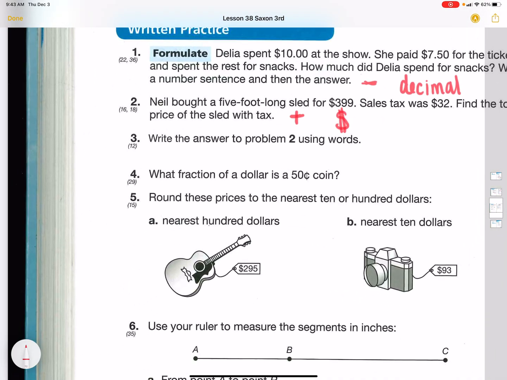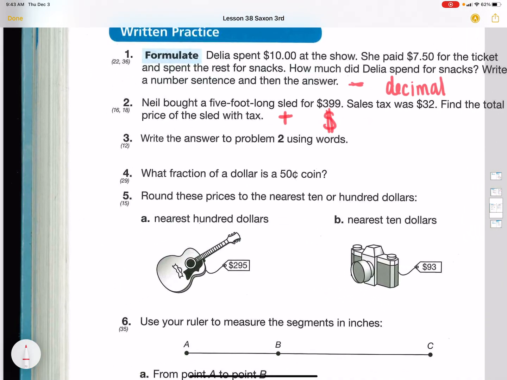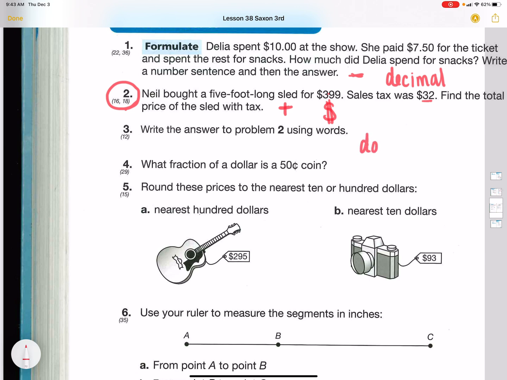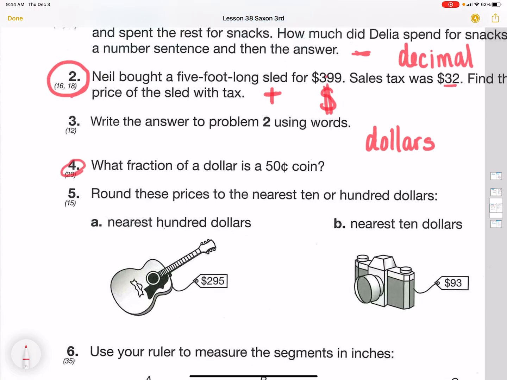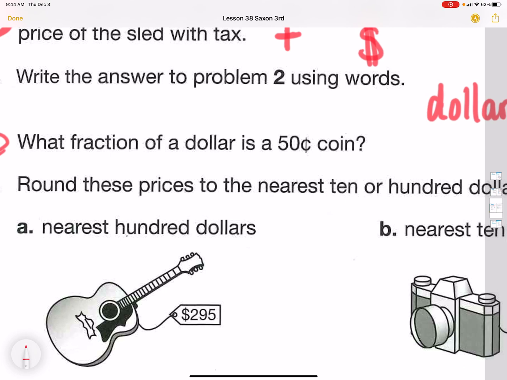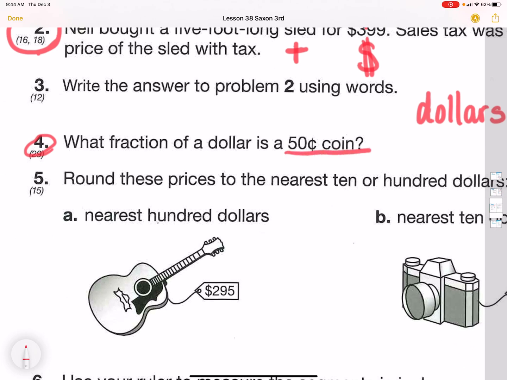Number 3, write the answer to problem 2 using words. So what they want you to do is take this answer, whatever you got to this plus this, and write it in words. So it's probably going to be 400 something, but what I want you to remember is to write the word dollars at the end. Number 4, I'm going to be giving you the answer. What fraction of a dollar is a 50-cent coin? So a 50-cent coin, how many of them are in a dollar? 2 make a dollar, and we have 1. So that is 1/2 of a dollar.